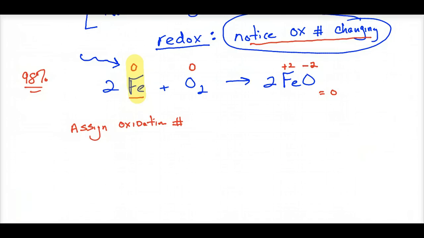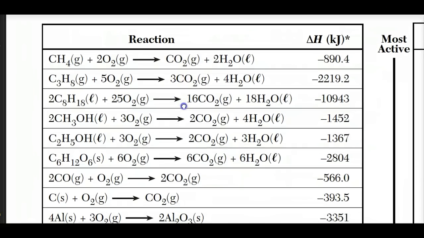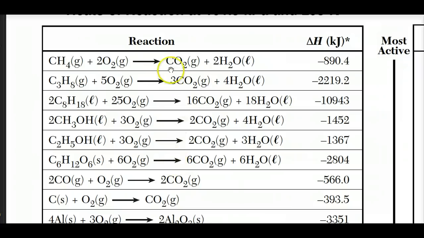Let's go to Table I. Let me show you what I'm talking about. Table I lists a bunch of reactions with their enthalpies, their delta H's, their heats of reaction, exo or endo, but I'm not really worried about that. I'm trying to look at these reactions. These are combustion reactions, these first seven. Combustion reactions are denoted by oxygen with an organic fuel giving me CO2 and water, very exothermic. So you can call this combustion, and this is the type of organic reaction you're responsible for.